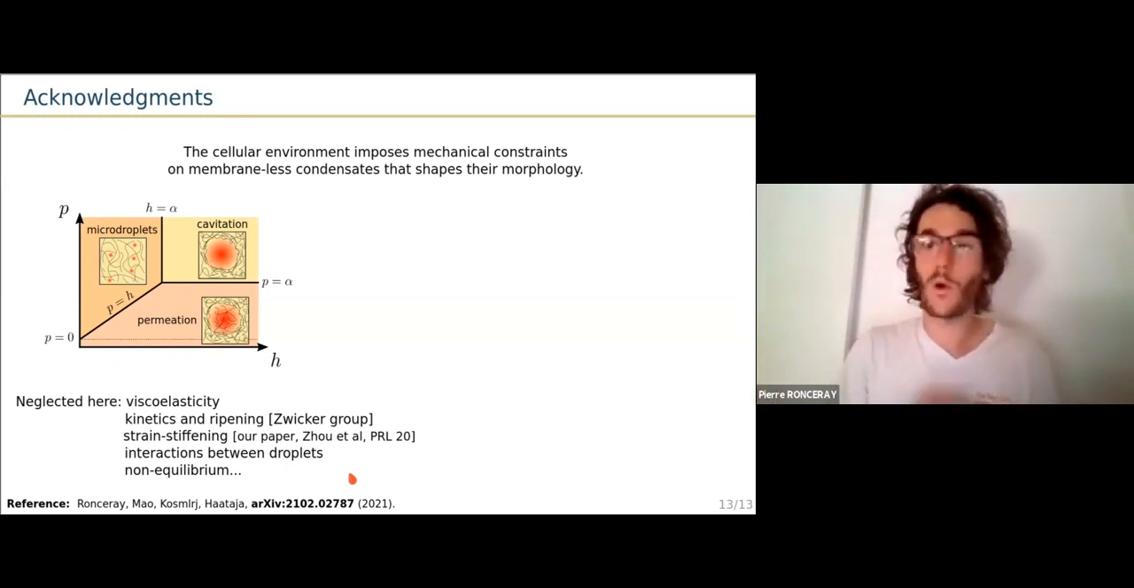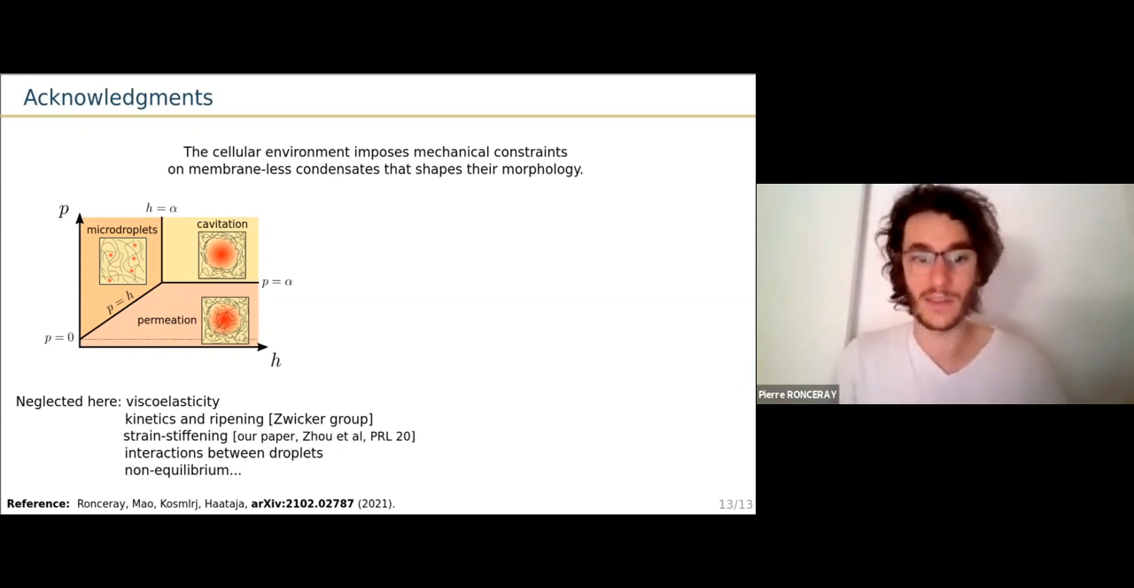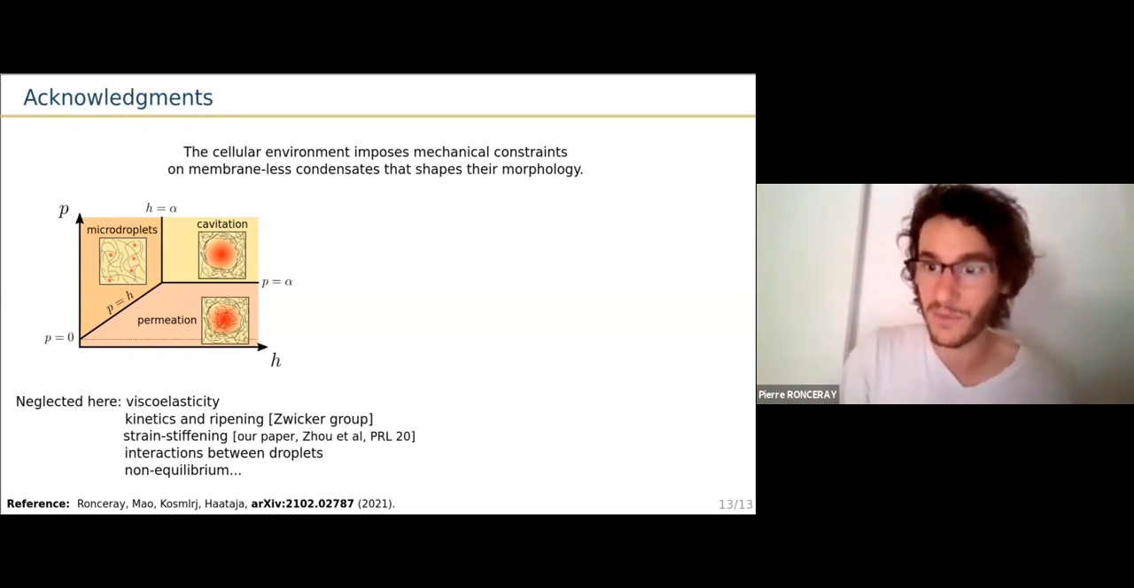And there's the whole big question of non-equilibrium scenarios, including everything that Jenny mentioned in her beautiful talk, that we have just not started addressing.